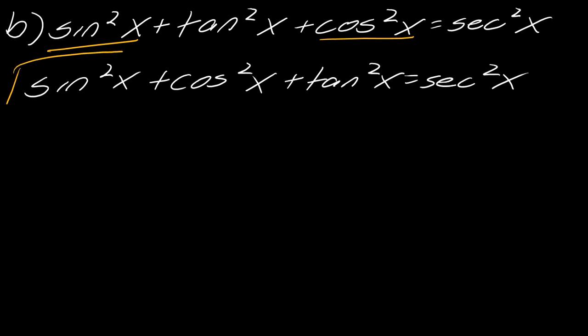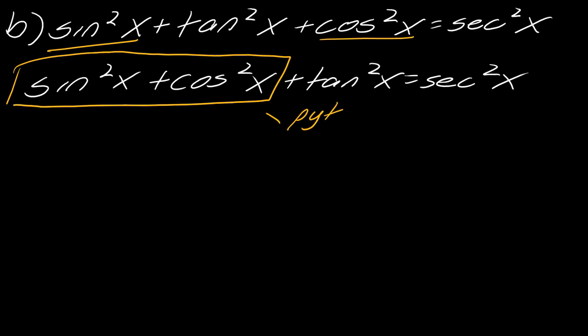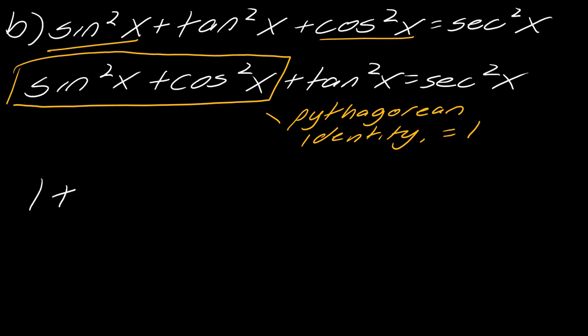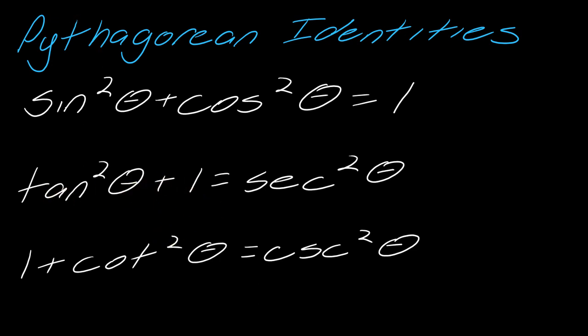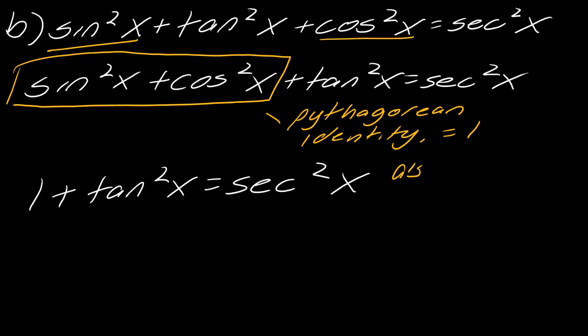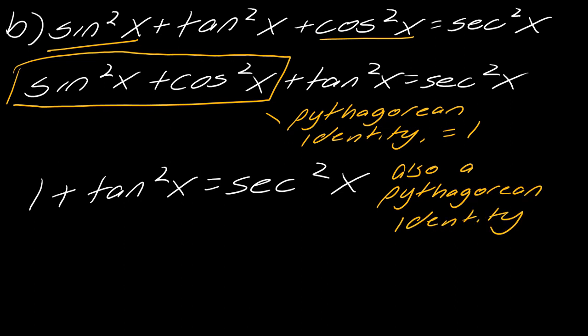And now what I'm going to do is make a little call out box here and note, so this is a Pythagorean identity. So this equals 1. And so then I get 1 plus tangent squared x equals secant squared x. And hey, isn't that just another Pythagorean identity? So once again, now I just want to write maybe on the side here also a Pythagorean identity. Okay, so there we go.